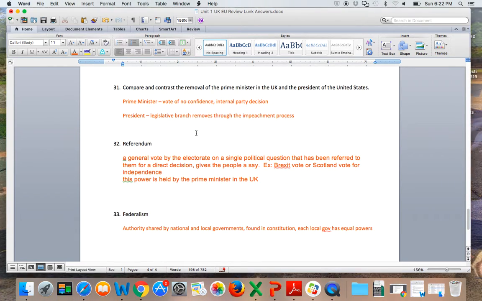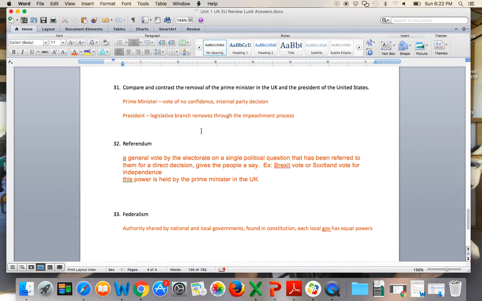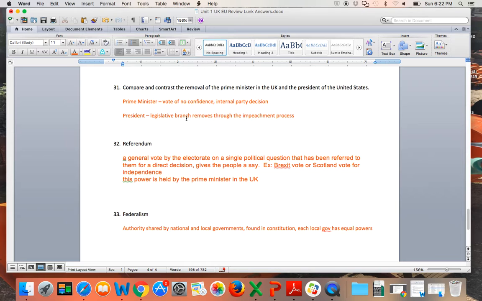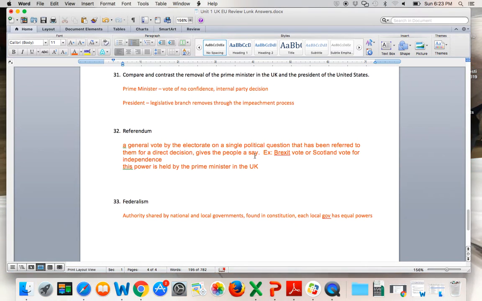Removal of those two individuals: the Prime Minister can be removed by a vote of no confidence. Also, there can be an internal party decision where they can force the Prime Minister to step down, versus the President, who is removed by the legislative branch through the impeachment process.